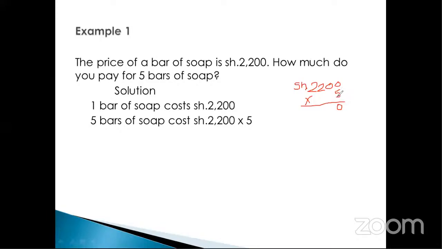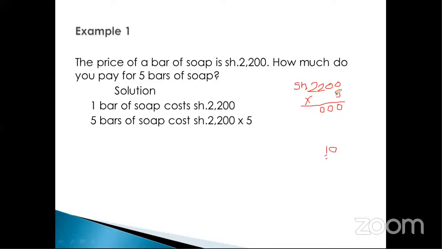Then 5 times 0 equals 0. 5 times 2 equals 10. Okay, 10, what do I write first? You write it down, then put your 0 and carry 1 to the next place value. Okay.